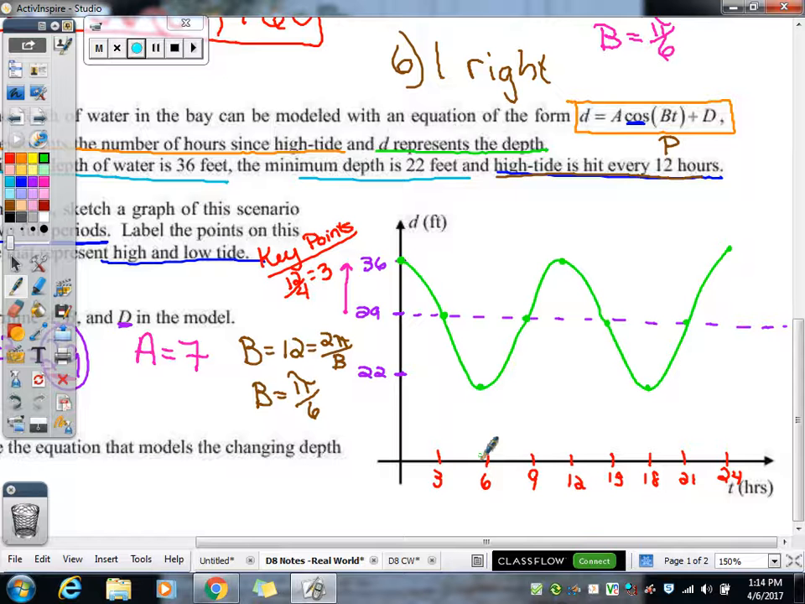So again, they told us to label though. This would represent a high tide. How many other high tides do we have here? 2 more. So I'm just going to draw an arrow. That's a high tide. That's a high tide. And then they also want us to label our low tide. We have 2 of those in here.